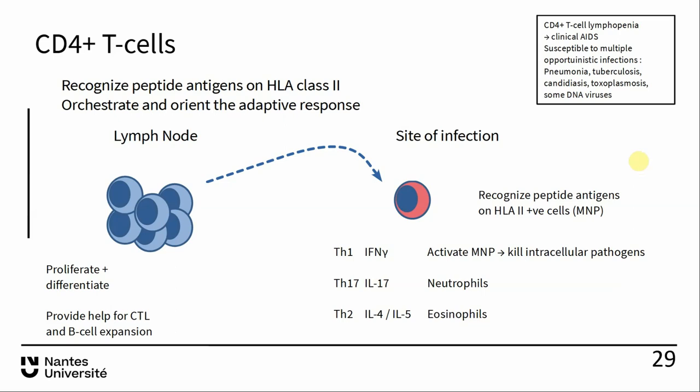And of course, this CD4 T cell lymphopenia is a direct result of HIV destroying and killing infected CD4 T cells. So as the disease progresses, patients have fewer and fewer CD4 T cells, and then finally they become susceptible to many different types of opportunistic infections.